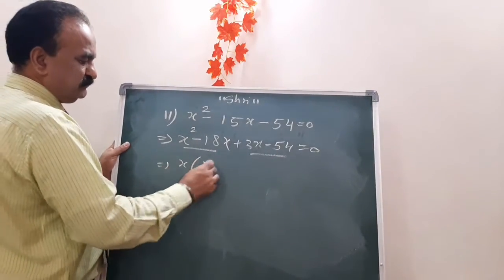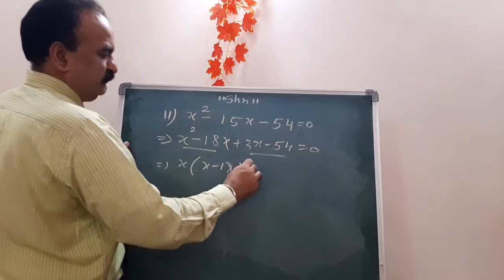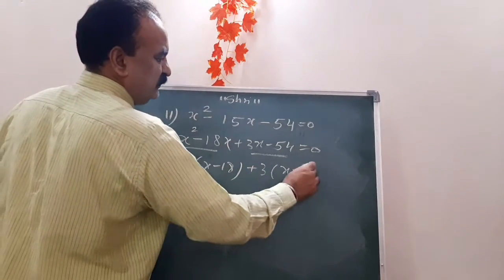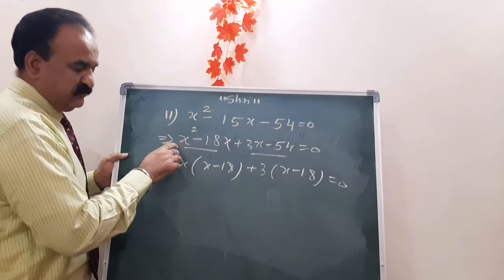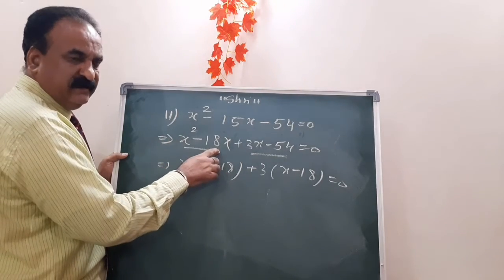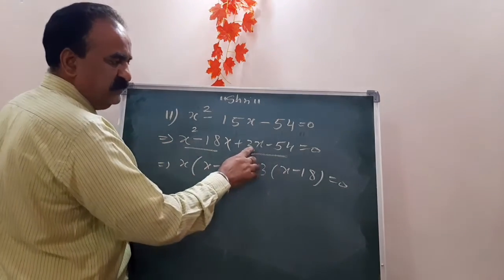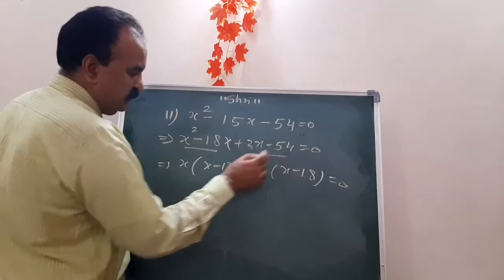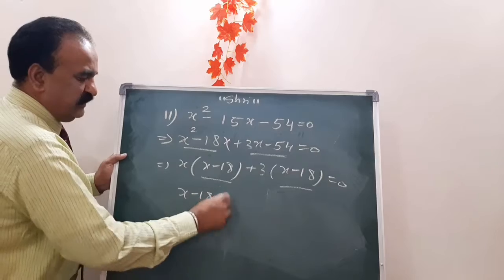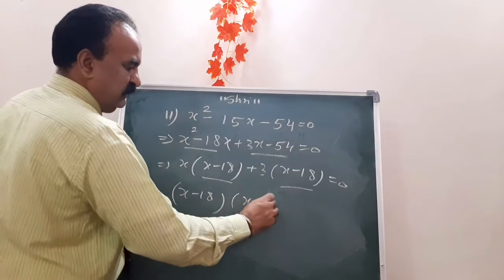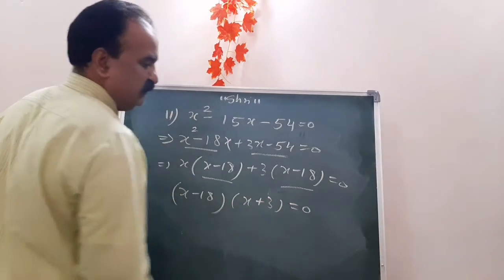x common, x minus 18 plus 3 common, x minus 18 equal to 0. x into x, x square. x into 18, 18x. 3 into x, 3x. 3 into 18, 54. Then x minus 18 again common. x minus 18, x plus 3 equal to 0.